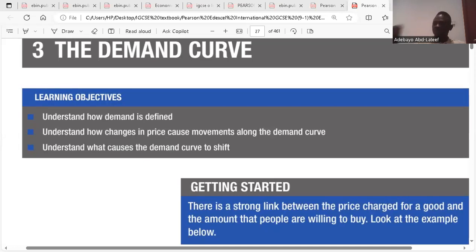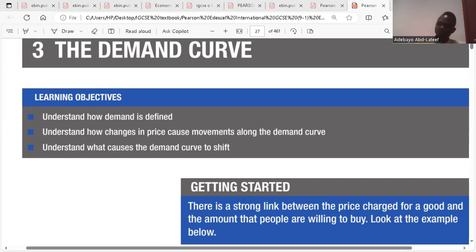But demand must be effective. That is the point. For demand to be effective, you must have the willingness and the ability to buy it. So how much is it? It's $5. This pen is $5. Oh, I want to buy this pen, but I don't have that amount of money to buy it. So there's no effective demand there. You wish to buy it, but you don't have the ability to buy it. There's willingness, but no ability. It is ineffective demand. So there must be willingness and ability to buy for demand to be effective.